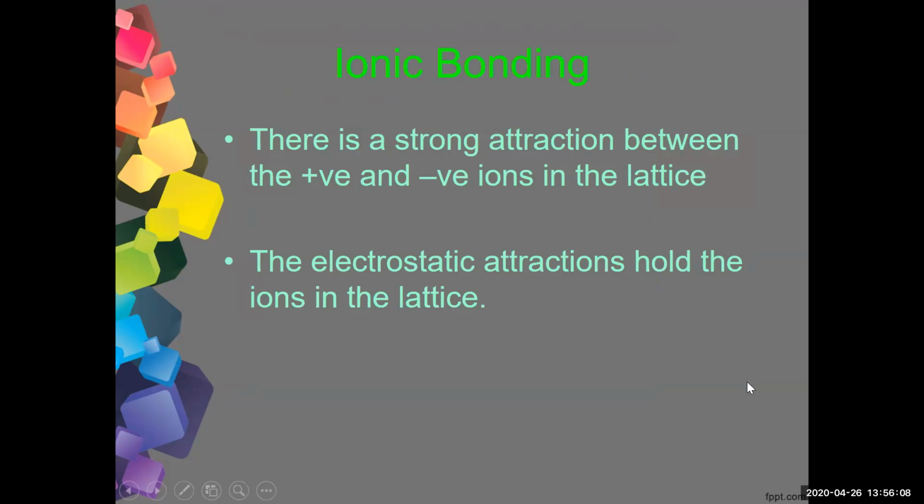There we go. So ionic bonding, this is going to tell us what's holding those ions in their lattice positions. Why do they stay in that lattice position? And this is due to the forces of attraction, which are known as electrostatic attraction. Electrostatic attractions are just attractions between charges. So attractions are between opposite charges, and like charges repel. But in that ionic lattice, there's a really strong attraction between the positive and the negative ions, and that's what holds the whole lattice together.